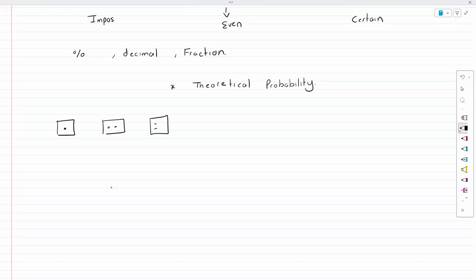Guys, I'm very bad at drawing. Three, four, five, and six. Okay. Theoretical probability says, what is the chance that something would happen over here?